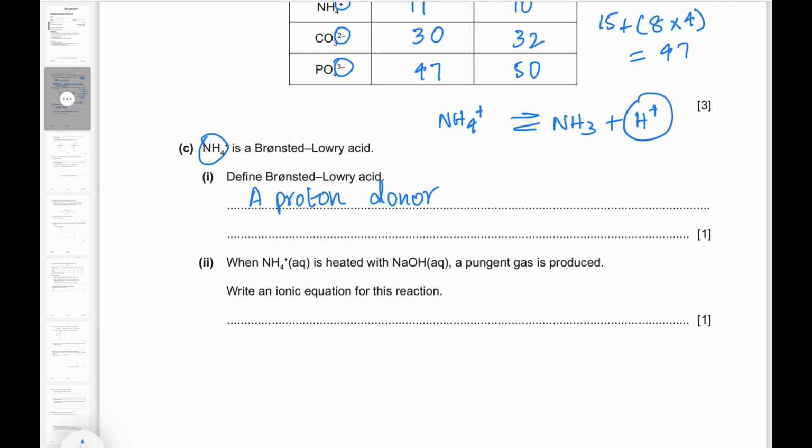Part 2. When ammonium ion is heated with aqueous sodium hydroxide, a pungent gas is produced. Write an ionic equation for this reaction. So in an ionic equation, you would only involve or write the ions that will react. So you'd start with ammonium ion. Ammonium ion, being an acid, would react with the basic hydroxide ion, and this would form ammonia, as ammonium ion donates the proton to the base, which would form water.